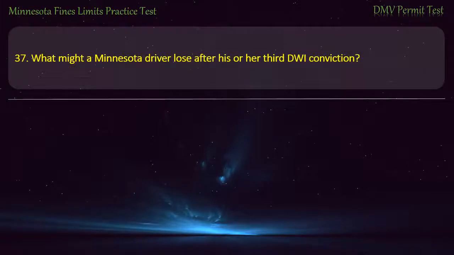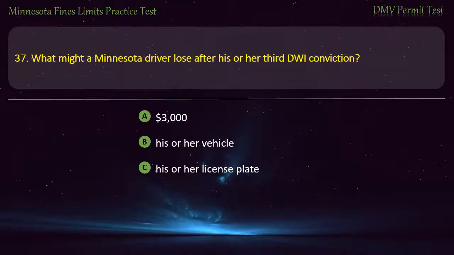Question 37. What might a Minnesota driver lose after his or her 3rd DWI conviction? $3,000. His or her vehicle. His or her license plate. All of these answers are correct. Answer: All of these answers are correct.